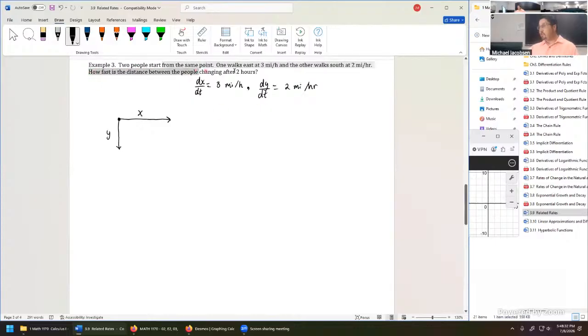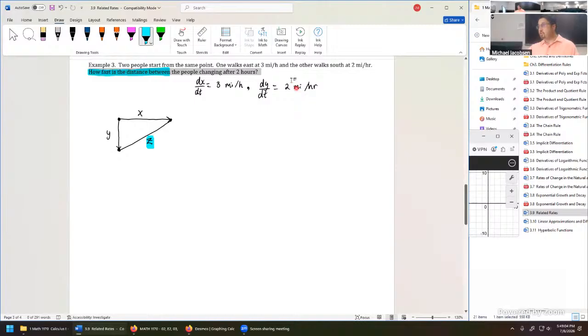The question is now, how fast is the distance between these two people changing after 2 hours? So if we want the distance between them, we can go from this point to this point. We have another line segment going this way. We can call it z just because that goes along with x and y. If we can find this length right here, we'll be talking about distance. So we're concerned about that distance there.